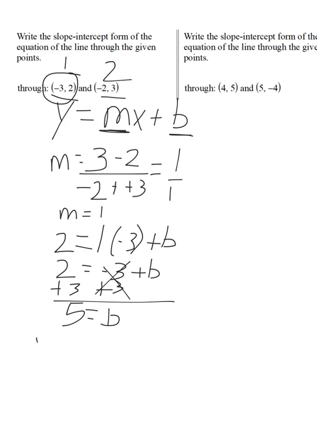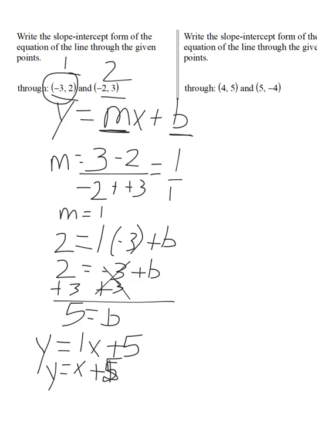The equation is y is equal to, the slope is 1, so 1x, and my y-intercept is positive 5. That's acceptable, or I could go ahead and just say y is equal to positive x plus the 5. Either form is correct. Let's look at the second example.